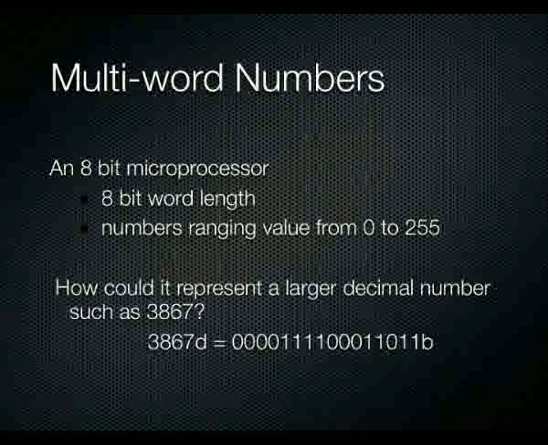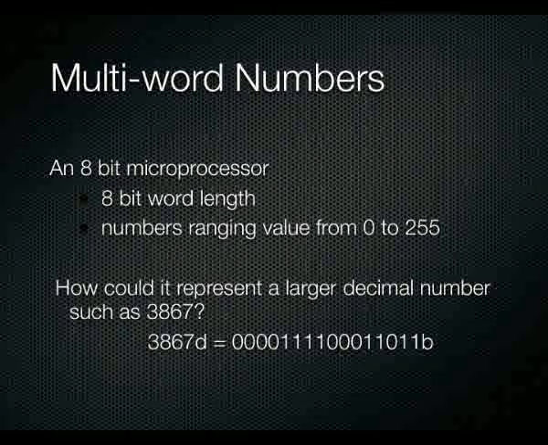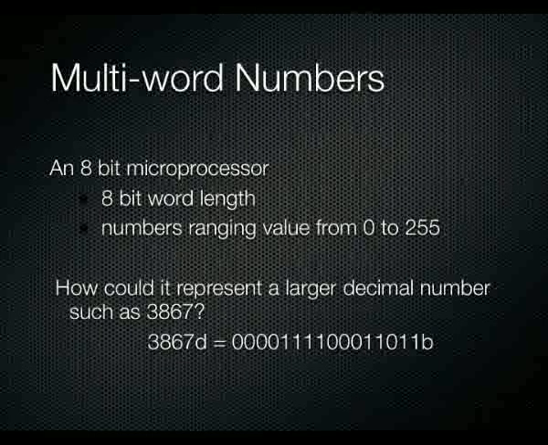With an 8-bit microprocessor, generally you have an 8-bit word length. We can represent numbers between 0 and 255. How could it represent a larger decimal number, such as 3,867, which consists of more than 8 bits?